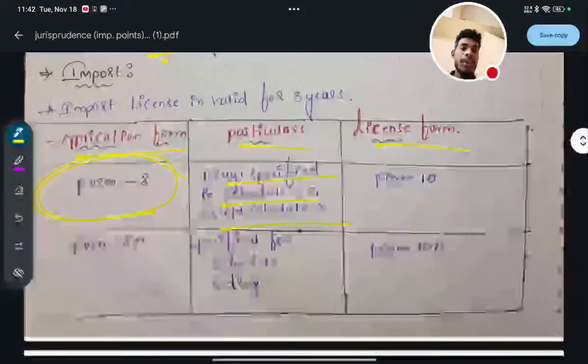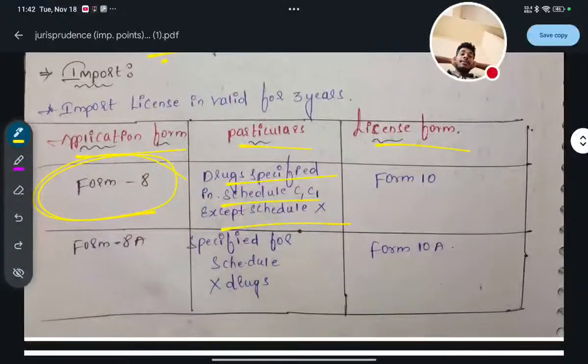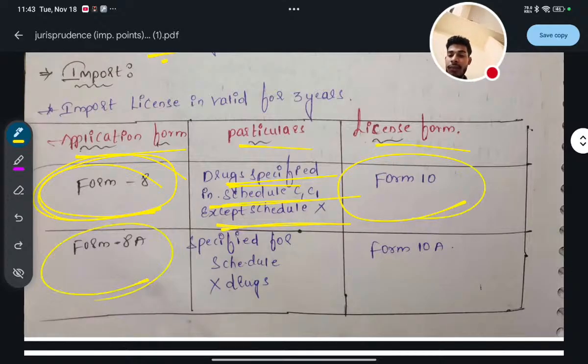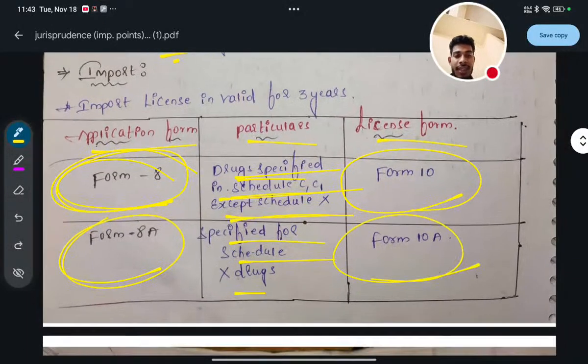Schedule C and C1 is not for the biological. Biological is Schedule F. Schedule C is for the drugs which are introduced into the body through parenteral route, and Schedule C1 is for the drugs which are introduced into the body by routes other than parenteral. So Form 8 is for the drugs specified in Schedule C, C1 except Schedule X, and the license form is Form 10. Form 8A is specified for Schedule X drugs, and Form 10A is the license form.